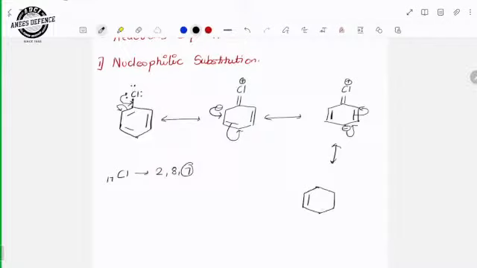So this pi bond is shifting over here, and this negative charge is over here. We are getting chlorine and we are getting a positive charge. Now the negative charge will shift over here and the positive charge on chlorine will get stabilized. So the final hybrid structure is somewhat like this.